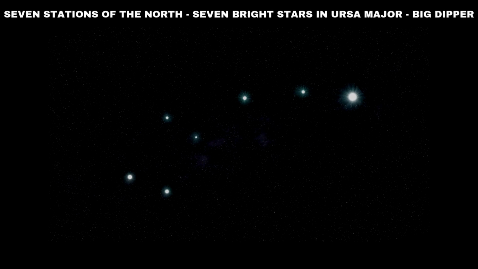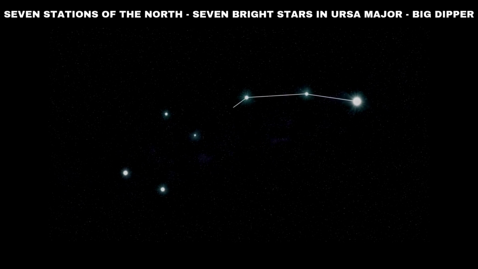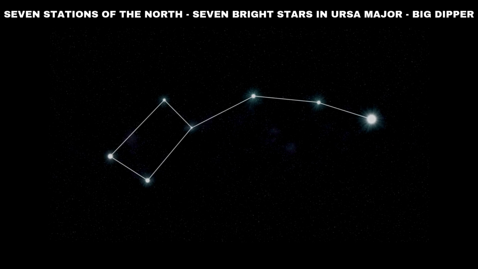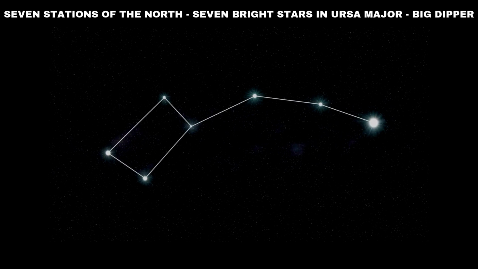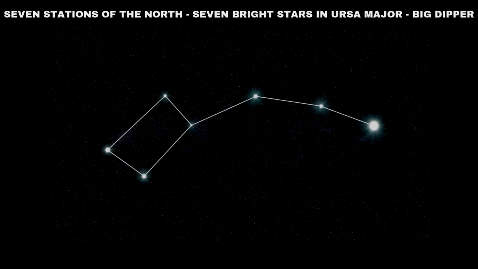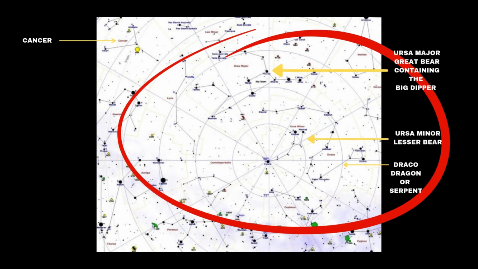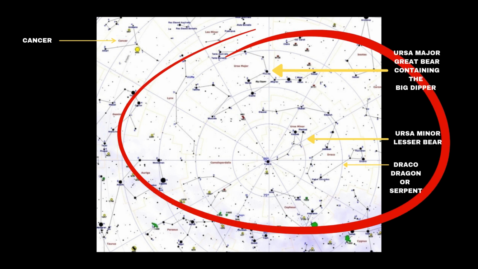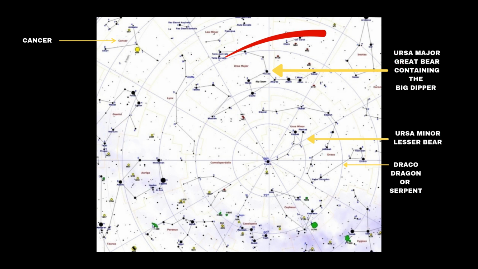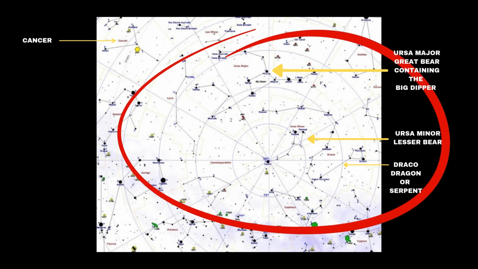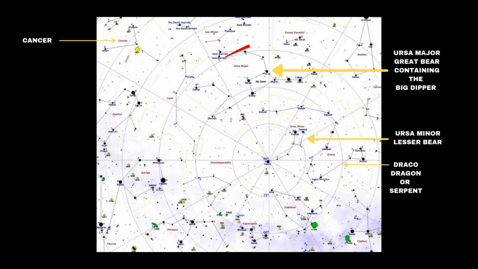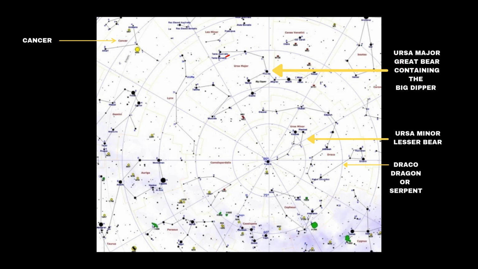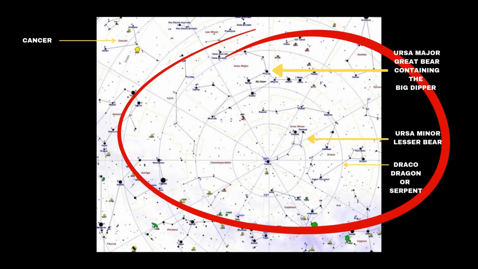The stellar cult were fascinated by the movement of the pole through the 7 stations of the north, the 7 bright stars of the constellation Ursa Major. These 7 stars are known as the Big Dipper. Cancer is one of the highest constellations, so this circumpolar region is quite near Cancer. It contains Ursa Major, the Greater Bear, Ursa Minor, the Lesser Bear, and it contains one of the most important constellations of the stellar cult, which is Draco, the dragon, or the serpent.